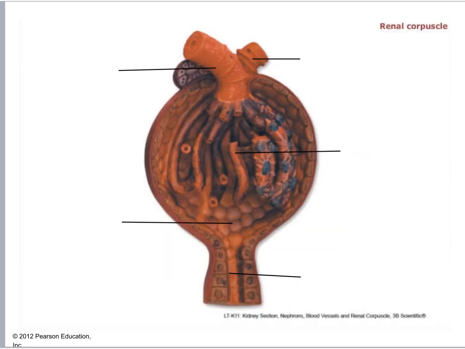So the functional unit of the kidney is called the nephron. The two main parts of the nephron are called the renal corpuscle and the renal tubule. So this model is showing the renal corpuscle.